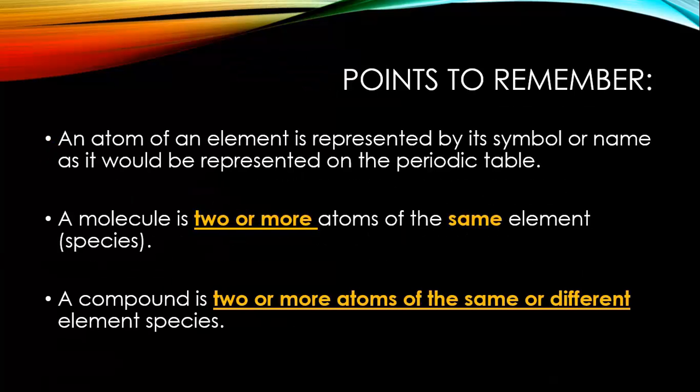Let's try and remember these important points. An atom is an element that is represented by its symbol or name as it would be represented on the periodic table. A molecule is two or more of the same element, so same species, bonded together, like O2 and H2. A compound is two or more atoms of the same and/or different element species, so things like H2O, where you've got two hydrogen and one oxygen. You've got two species of elements present there.